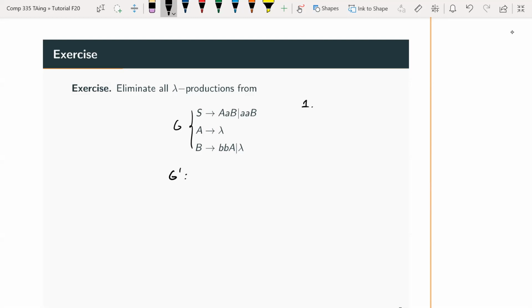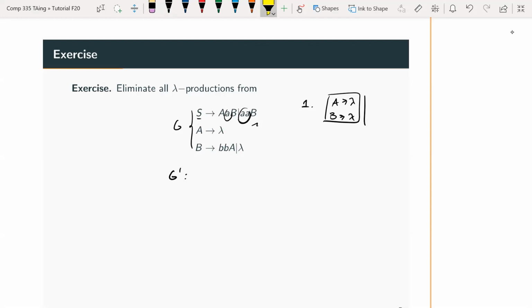Well, I know that A gives me lambda, and I know that B gives me lambda. So that's my initial pass, and that's it, right? Because S, there's a terminal here, so it's not going to give me lambda, and there's a terminal here, so it's not going to give me lambda. So these are my only nullable variables, right? Okay, so again, once you do that, then what do you do?